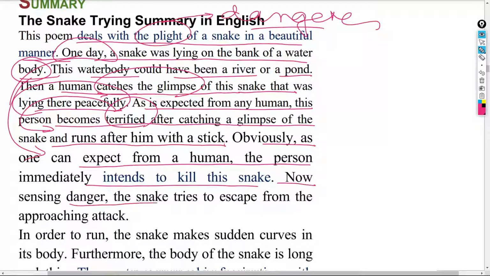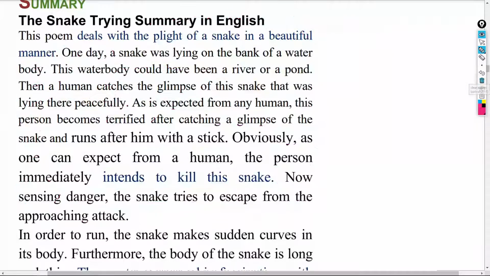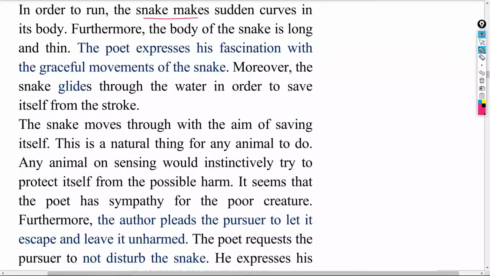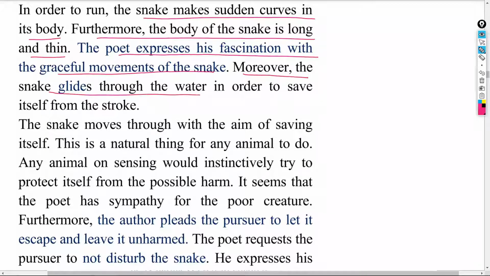Obviously, as one can expect from a human, the person immediately intends to kill the snake. Now, sensing danger, the snake tries to escape from the approaching attack. Therefore, the snake apprehended the danger. He sensed the danger, and then he tried to escape from the attack. Let us continue. In order to run, the snake makes a sudden curve in its body. Furthermore, the body of the snake is long and thin. The poet expresses his fascination with the graceful movement of the snake. Moreover, the snake glides through the water in order to save itself from the stroke.